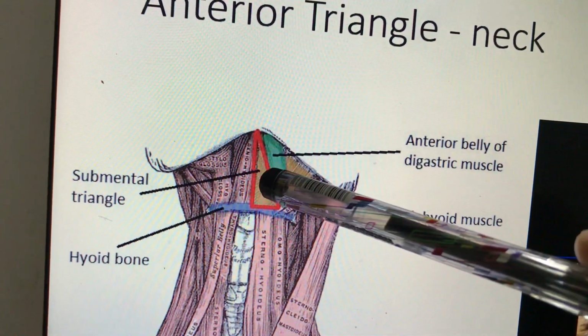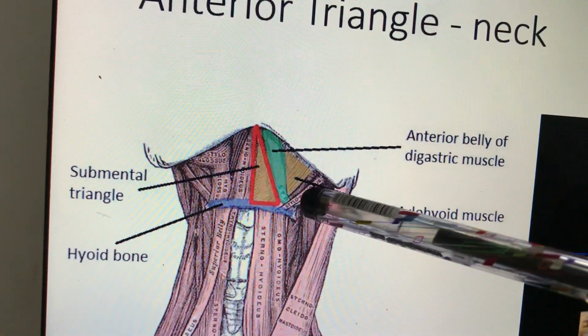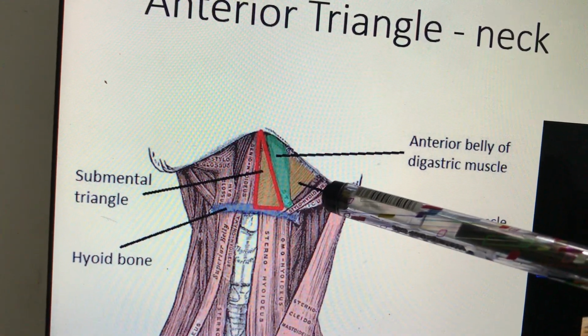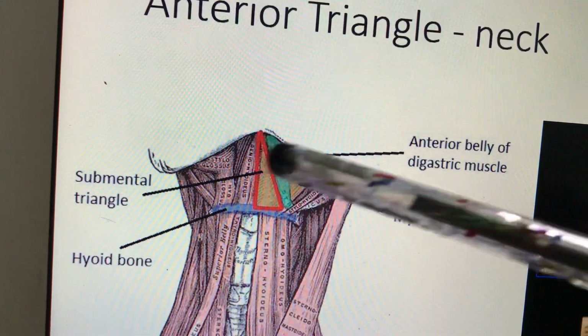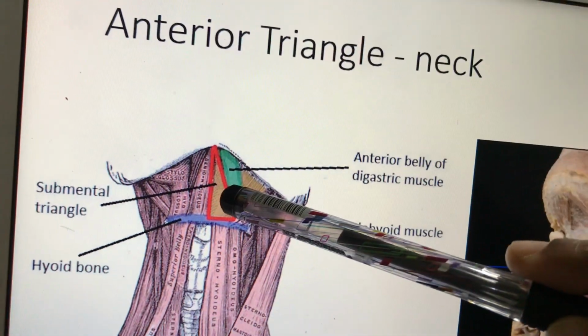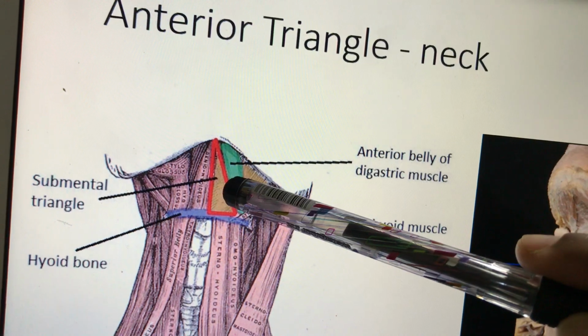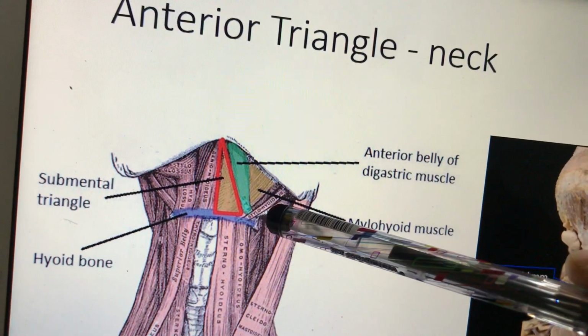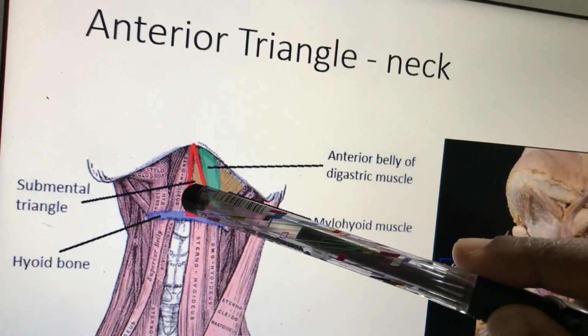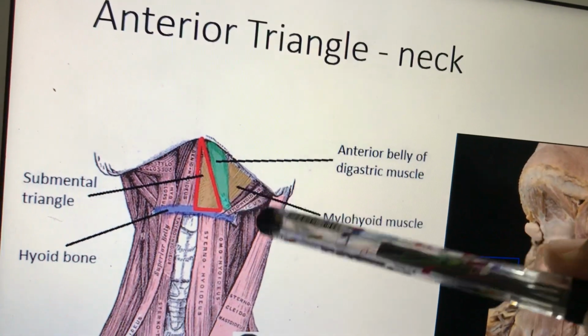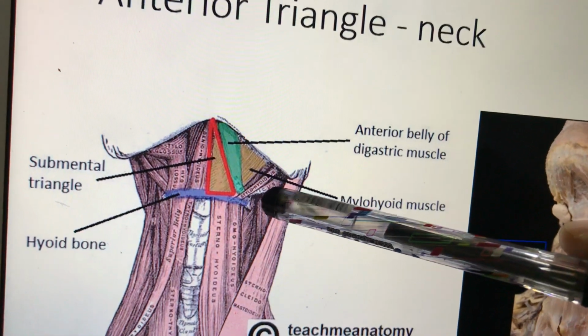Nerve to mylohyoid is a branch from the mandibular nerve, but look at the posterior belly of digastric, it is supplied by the facial nerve. So anterior belly is different and posterior belly is different, because the anterior belly is developed embryologically from the first pharyngeal arch, and the posterior belly is developed from the second pharyngeal arch. That's why it has the mandibular division and it has the facial nerve distribution.